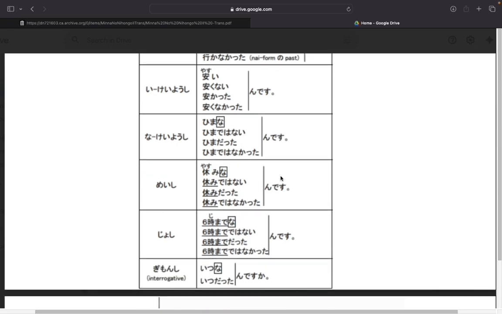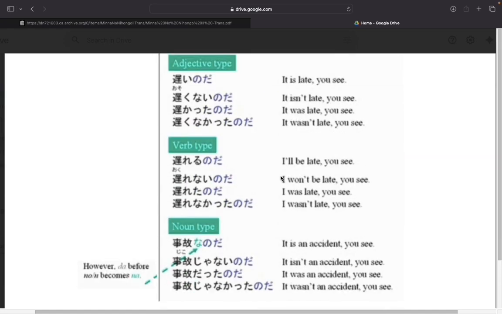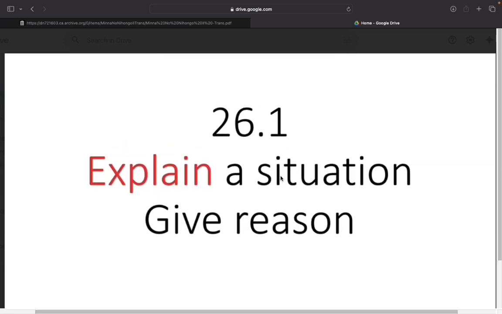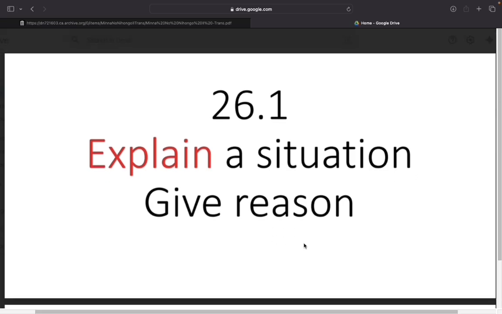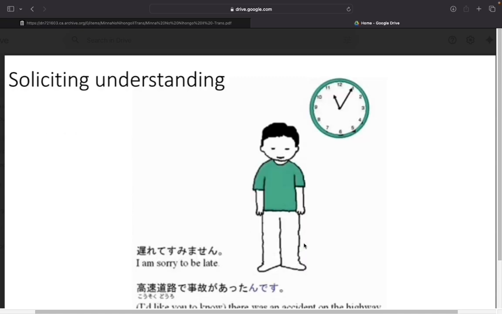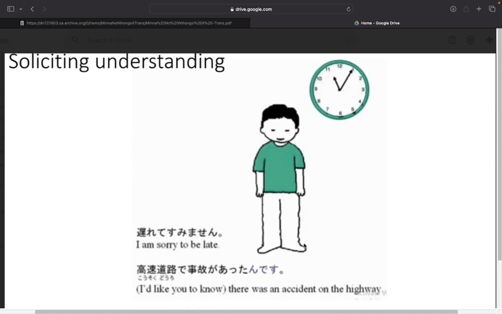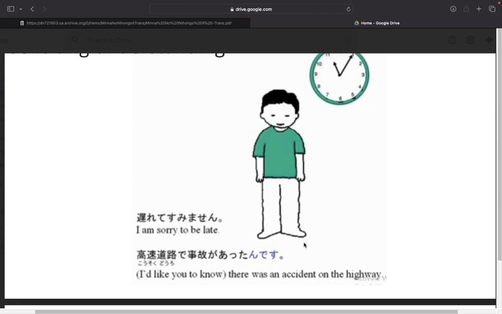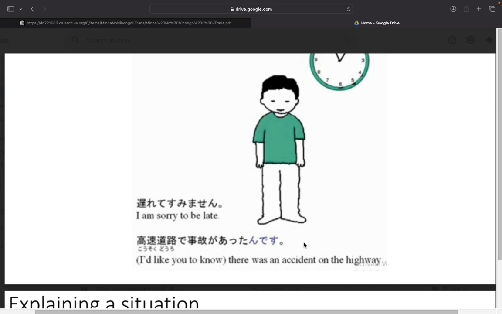Okay. Now let's move to the usage. This is where it becomes really interesting. First use, explain a situation, give a reason. Imagine you are late and you say, I'm sorry, I'm late. Okurete sumimasen. Then you add, Kosoku doro de jiko ga attan desu. There was an accident on the highway. Now notice the difference. You're not just stating what happened, you're giving the reason behind the situation, that there was an accident on the highway. That's why I'm late. So you're explaining the reason behind your current situation.